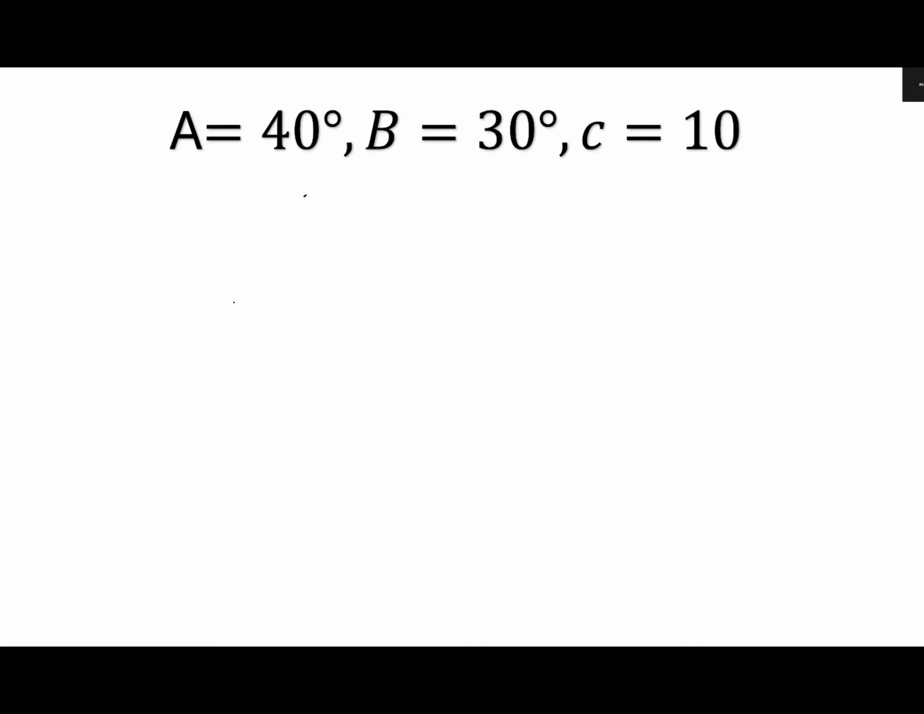I'm just going to draw a triangle. It won't be to scale, and it won't be perfect. This is angle A, angle B, which is 30 degrees, and angle C, which is not given. Across from angle C is side C. Angles and sides are always across from each other. So if this is angle A, that means this is side A, which was not given.